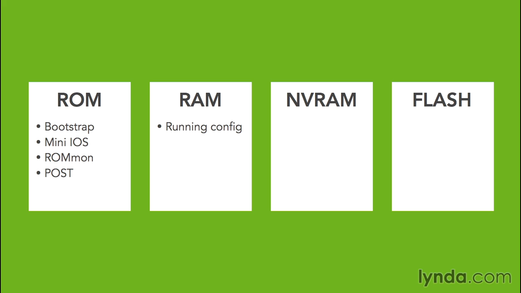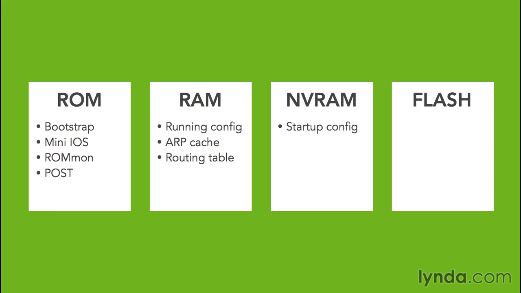So the RAM does hold the current running configuration as it states, but it also holds the ARP cache and the routing table. And it holds those because they are volatile. They change constantly. If you add subnets or take out subnets, those tables will change.